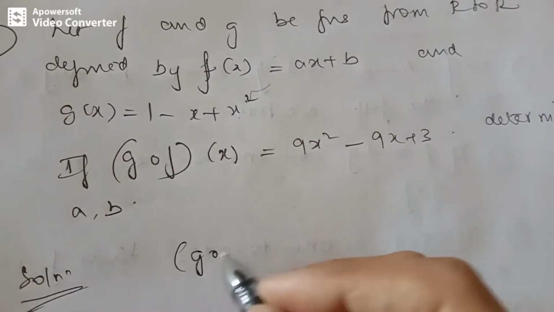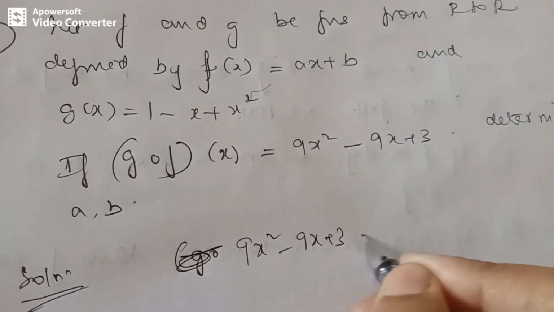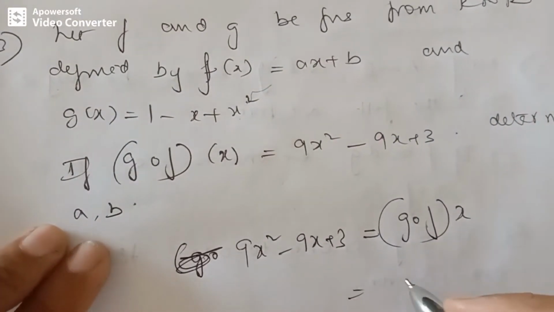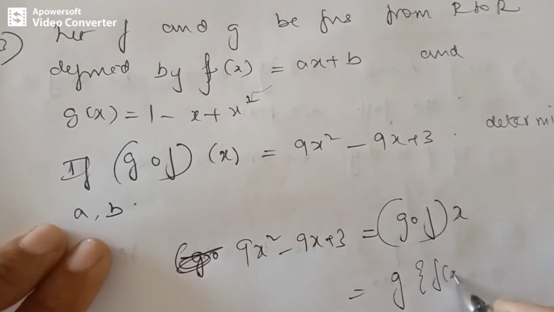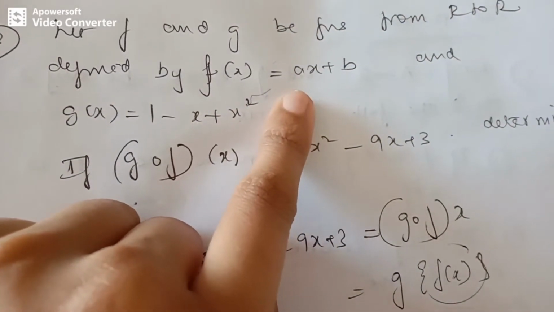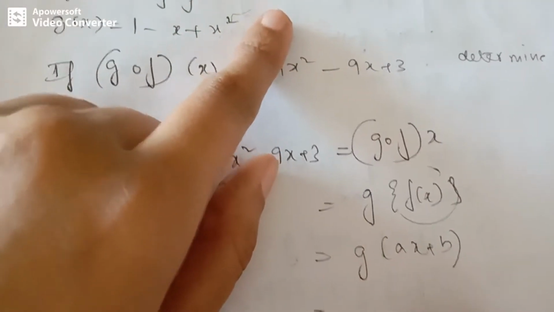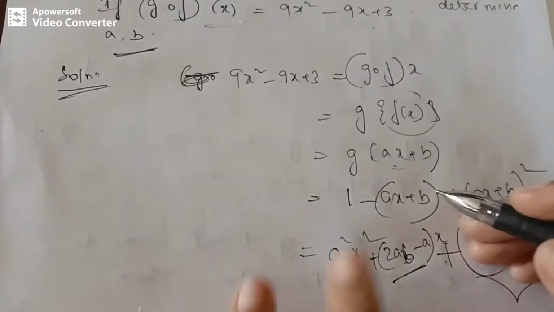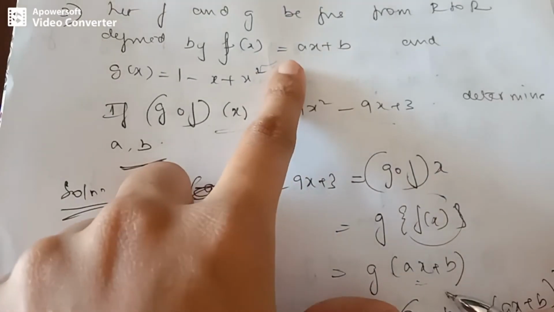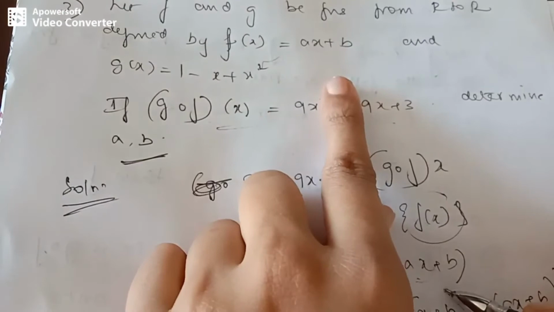What is g composite f? Or we can write directly 9x square minus 9x plus 3 is equal to g composite f of x. Okay, g composite of f of x can be written as g of f of x. And you know what is f of x? Substitute that value, it is nothing but g of ax plus b. Okay, then we can also substitute in. So we have already substituted f of x as ax plus b, as per what is given, the function f of x is ax plus b.